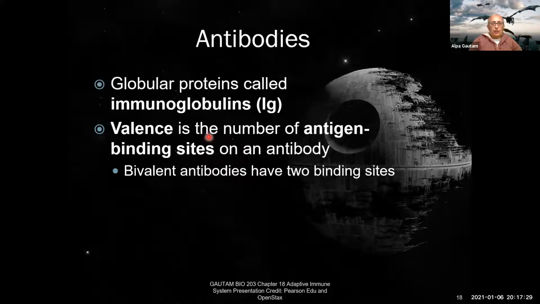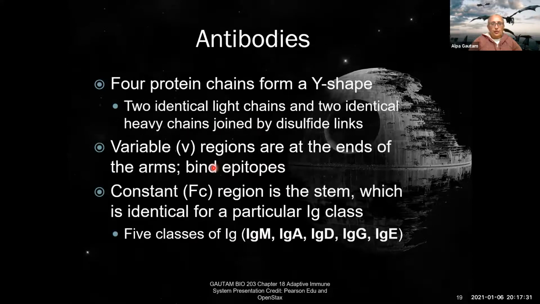You don't need to know about valence. You don't need to know about the different parts of the antibody. What you do need to know is that there are 5 classes of immunoglobulins. Immunoglobulins are written as Ig, with a lowercase g.